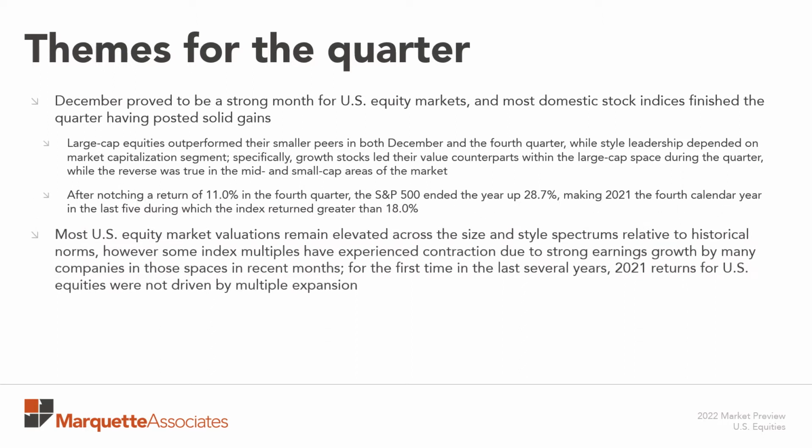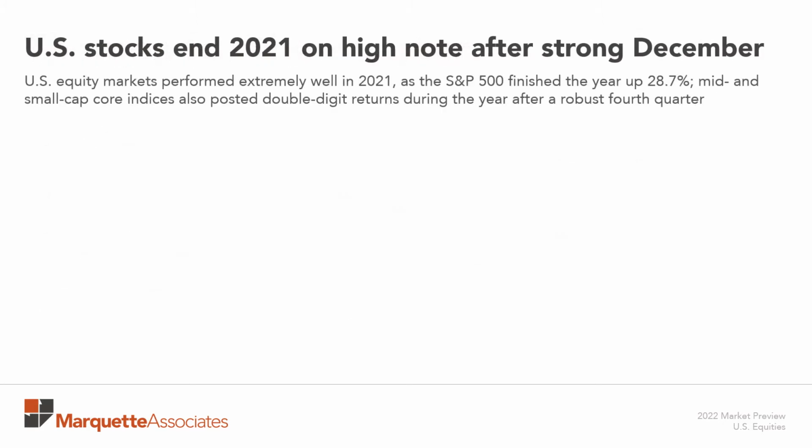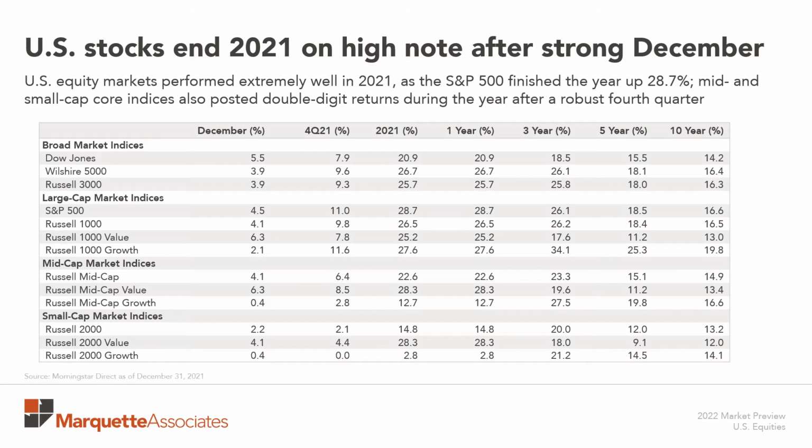While equity valuations remain elevated relative to historical levels, solid earnings growth has led to some multiple contraction in recent months, meaning that 2021 was the first year in the last few during which stock returns were not primarily driven by multiple expansion. Finally, while the fourth quarter saw occasional spikes in volatility due to, among other things, investor fears surrounding the Omicron variant, the VIX ended the year below its long-term average. For 2021, the S&P 500 and Russell 2000 indices posted returns of 28.7% and 14.8% respectively.